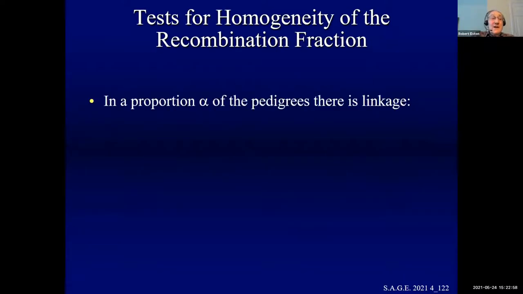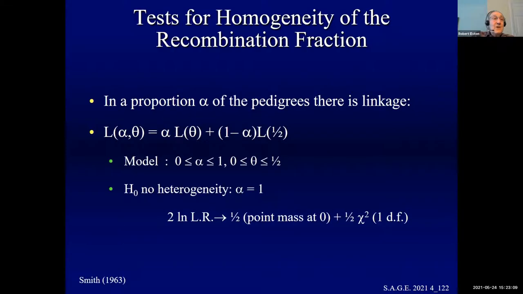But let's look at a different way of looking at it. Suppose that in a proportion alpha of the pedigrees, there is linkage. In other words, we suppose that the likelihood, given alpha, the proportion of pedigrees in which there is linkage, and theta, is made up of a mixture. The mixture being a proportion alpha, there is linkage, and a proportion 1 minus alpha, we say that we're talking about no linkage. So the model is that alpha lies between 0 and 1 and theta lies between 0 and a half. No heterogeneity: alpha is equal to 1. If alpha is equal to 1, there's no heterogeneity.